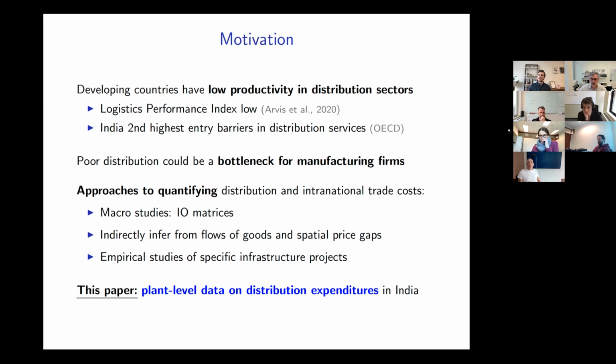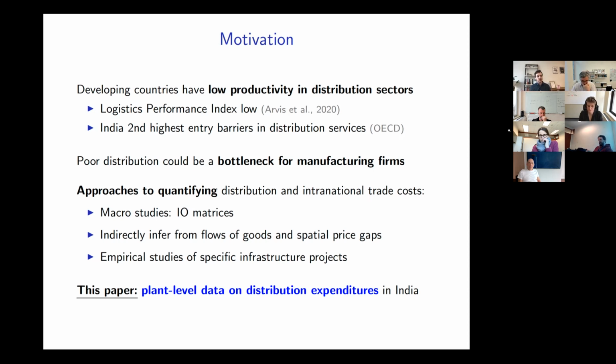And one of the main reasons that policymakers get concerned about this is that poor distribution can then affect other sectors, and in particular might be a bottleneck for manufacturing firms distributing their goods. And as economists, there's a lot of different approaches that we've taken to quantifying how important distribution and international trade costs really are.